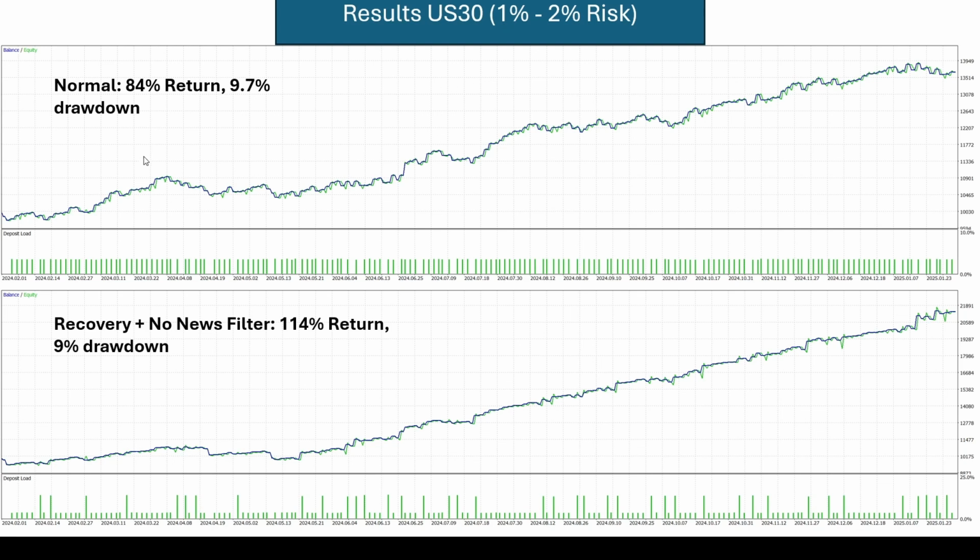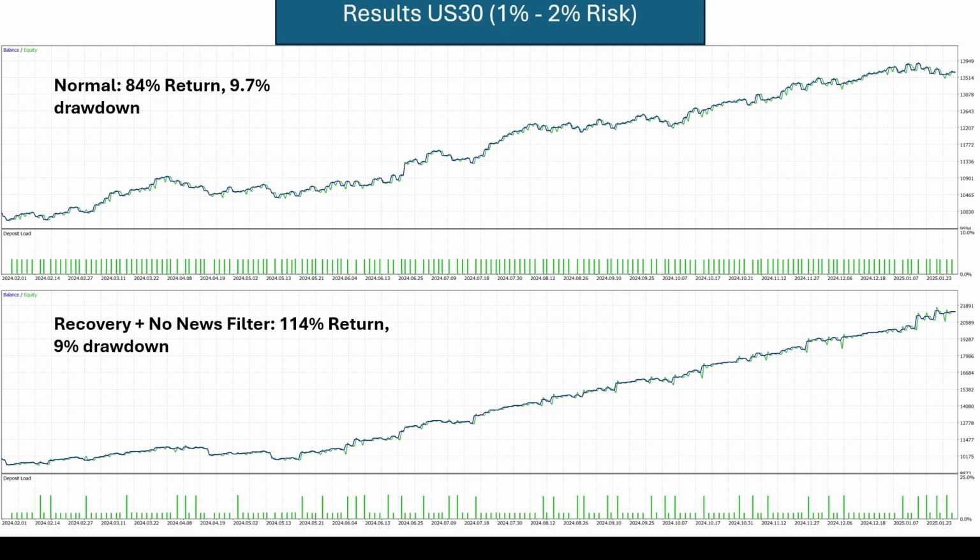So here we can see that I ran an 84% return with roughly a 10% drawdown for the base case. And my apologies, this is the old graph. I ran it again. This was the graph with 1% risk. I ran it again and it showed an 84% return with 2% risk. So here with 1%, we were hitting sub 40% returns. And then at the bottom here, you can see the recovery plus no news filter, which was 114% annual returns with only a 9% drawdown.